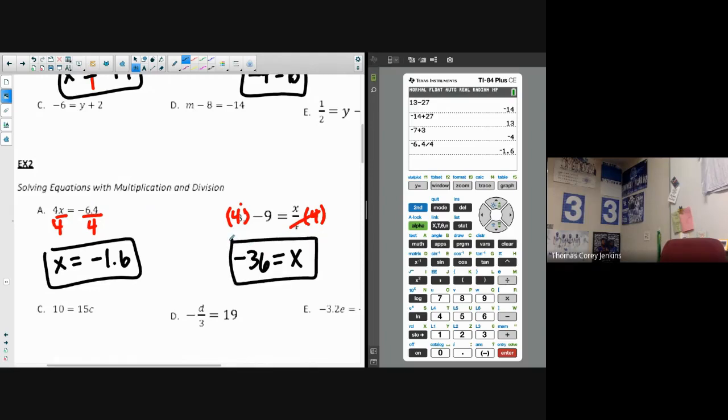Okay, and again, just mental math. Does my answer make sense? If I substitute negative 36 right there, negative 36 over 4 looks like negative 9, so that's going to make sense. All right, so I'll leave C, D, and E for you to check on the notes.